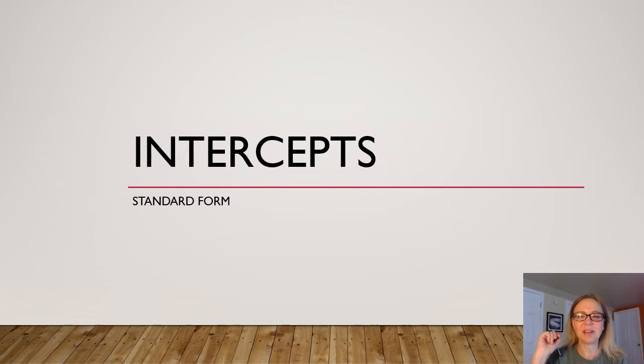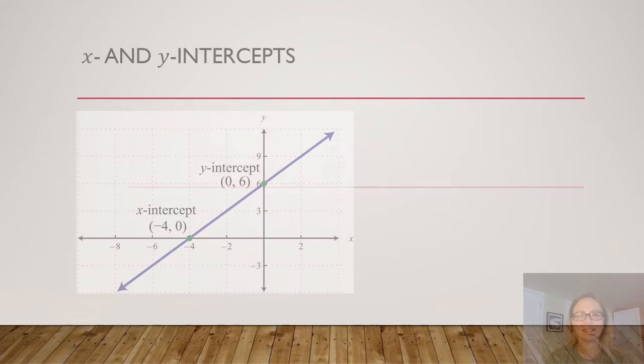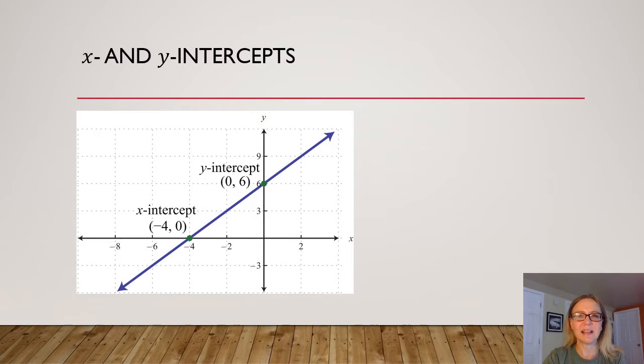Hey y'all, this video is on intercepts and it's also on a form of the equation of a line called standard form. The x and y intercepts of a graph are the points at which the graph crosses the x and the y axis. Crosses or touches, just has to touch it. Now notice in this case I have an x-intercept at -4 and a y-intercept at 6.